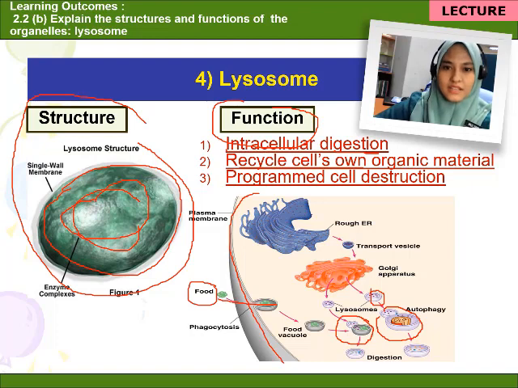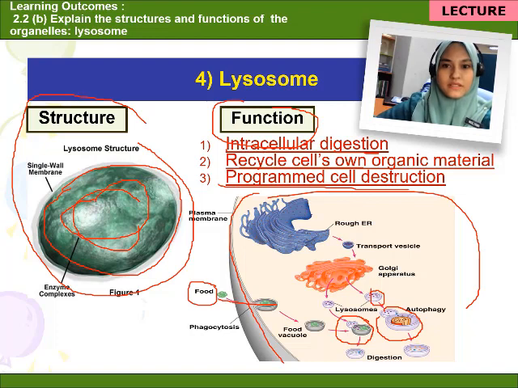And lastly is programmed cell destruction. This is where the lysosome digests the whole cell by autolysis. The lysosome automatically releases the enzymes inside it, so when the lysosome releases the enzymes, the whole cell will be affected. For example, during metamorphosis and also during the development of the human embryo.